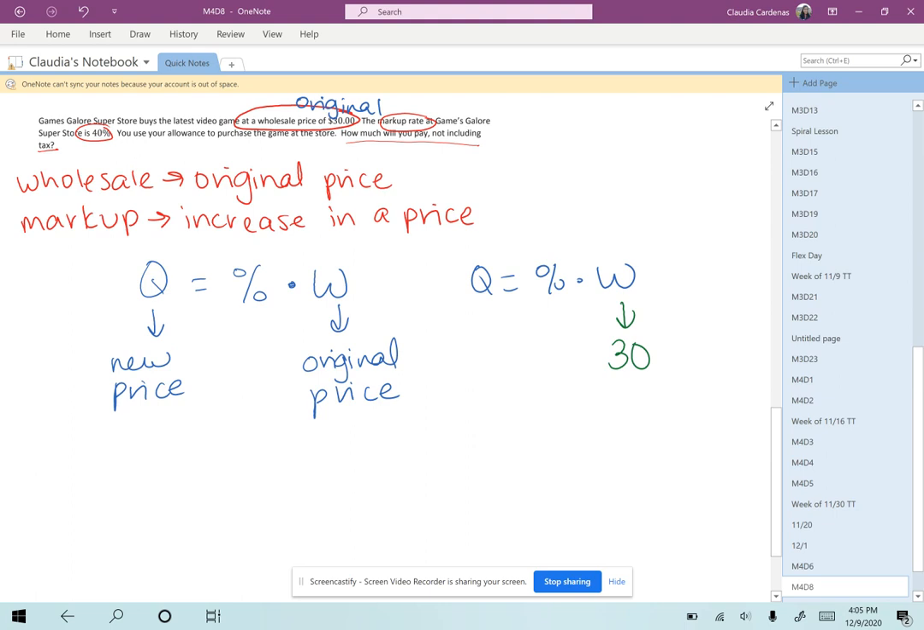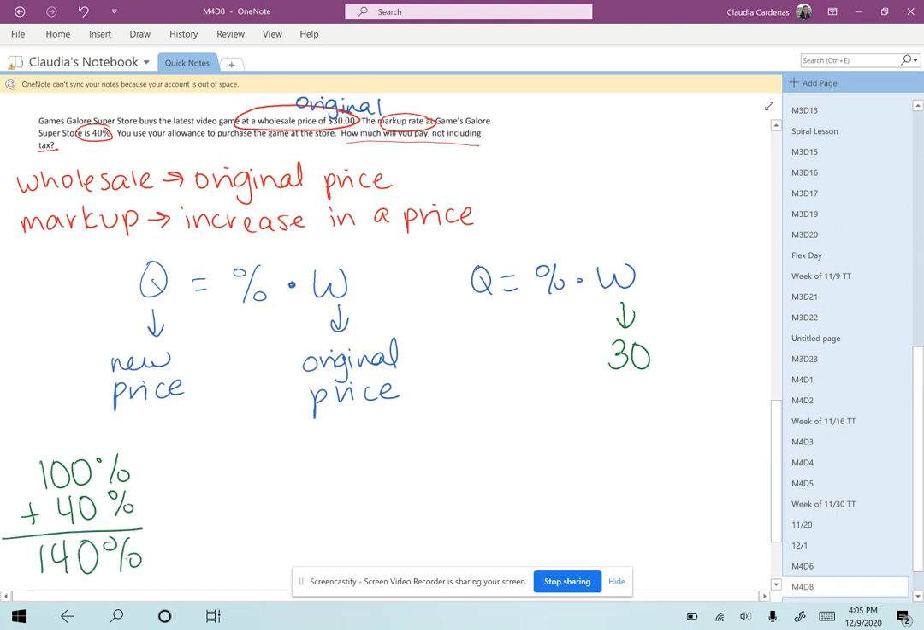Well, we know the percent is 40%, but because it is a markup rate, it is increasing by 40%. So we need to add this to 100%. So 100% with a 40% markup actually represents 140%. I'm going to make note of that here, that because it is a markup, it is increasing by 100%.